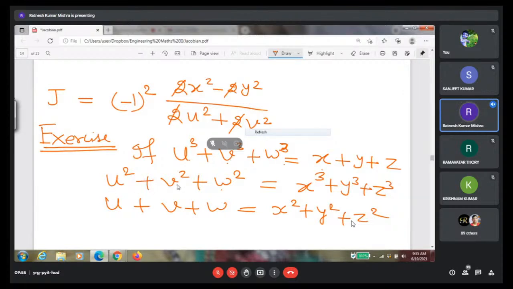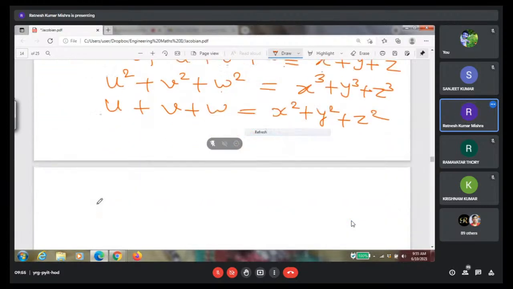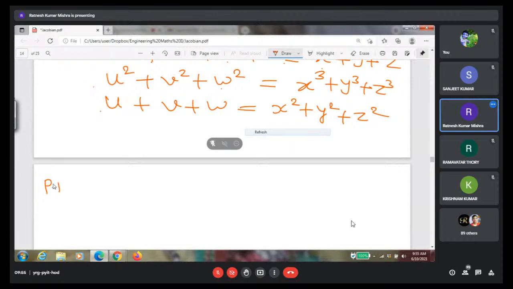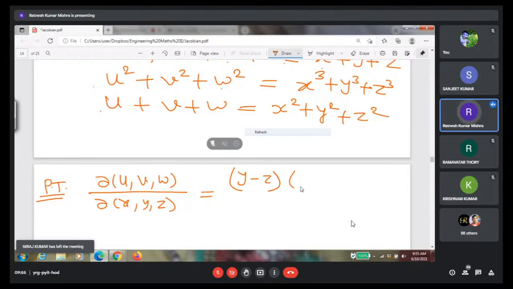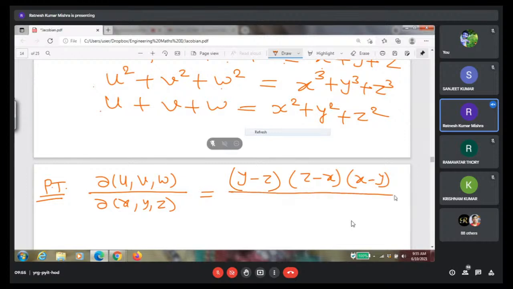So you can write from the first one f1, f2 and f3. So prove that Jacobian of u v w with respect to x y z equal to y minus z, z minus x, x minus y, divided by u minus v, v minus w, and w minus u.